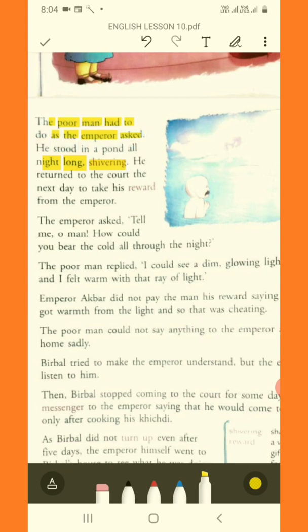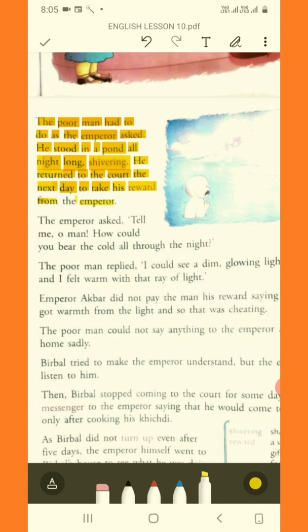He returned to the court the next day to take his reward from the emperor. So he was happy because he could pass through the night, and then the next day he went to the emperor to take his reward, his prize, because he had completed the deal. The emperor told him to stay inside a pond and pass through the night. If he could do that, he would get money. He did exactly the same thing, and it was time to get money the next day.